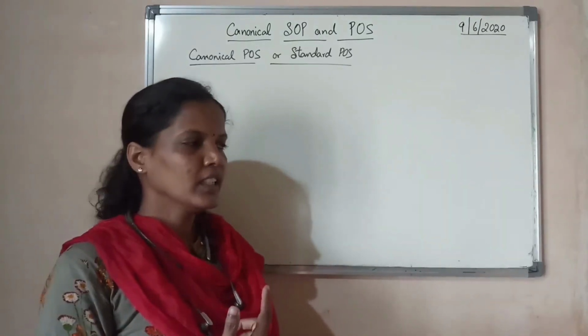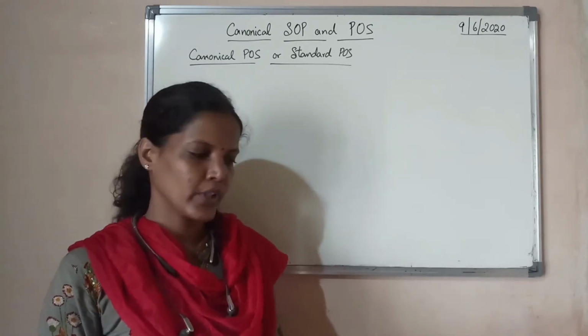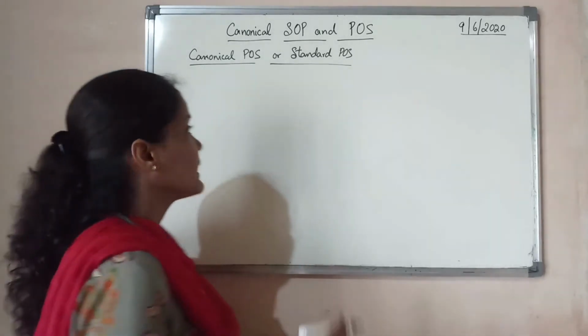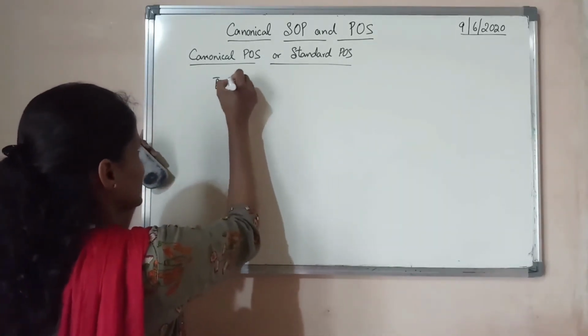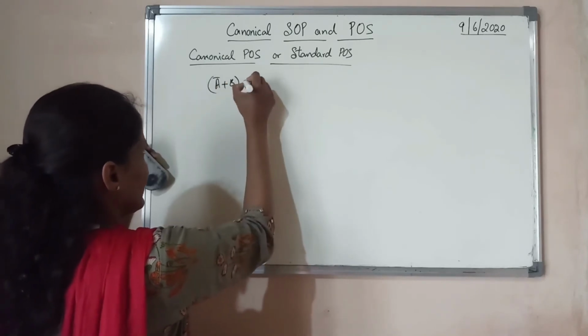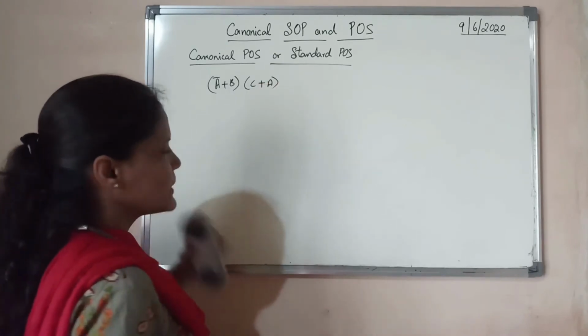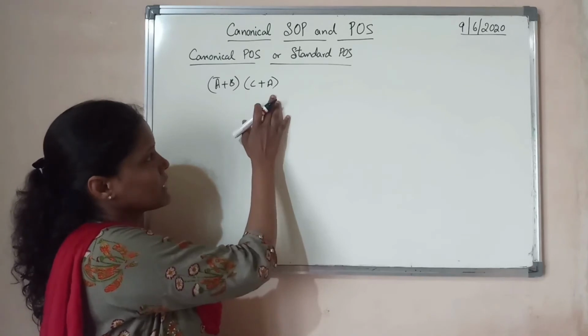Now we are going to see the canonical POS, which is also called the standard POS. What POS means, we have already seen, that is product of sums. And an example for product of sums is A bar plus B, and C plus A. This is a simple example for the product of sums. Here I am having 2 terms.